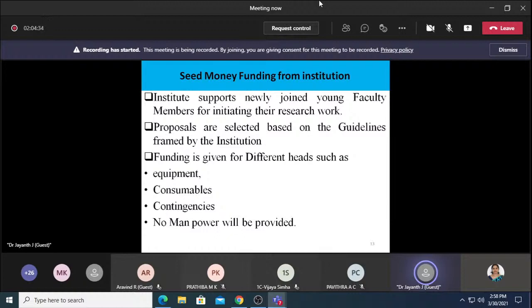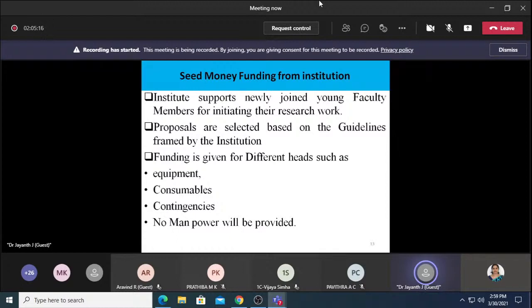Second, your proposal should be related to a societal need, or you should have a tie-up with a company, and it should have maximum utilization for the institution. These types of projects will be funded by the institution. So what are the funding heads which come under seed money funding? One is purchase of equipment, consumables and contingencies. They will not provide any manpower, such as research assistant, research associate, or junior or senior project assistant.